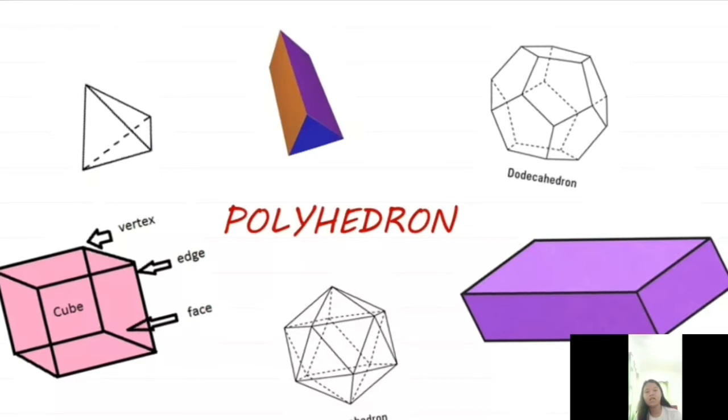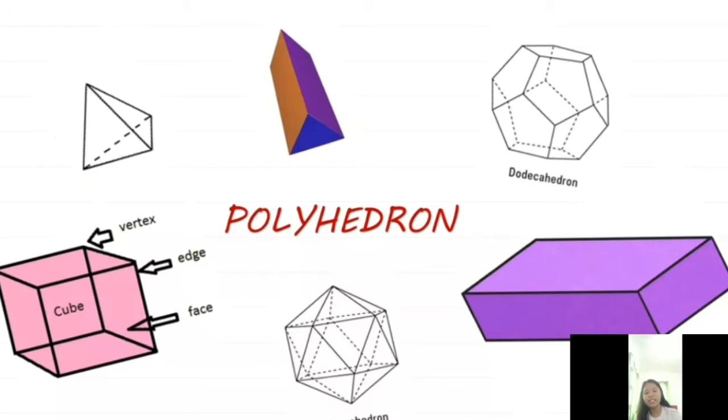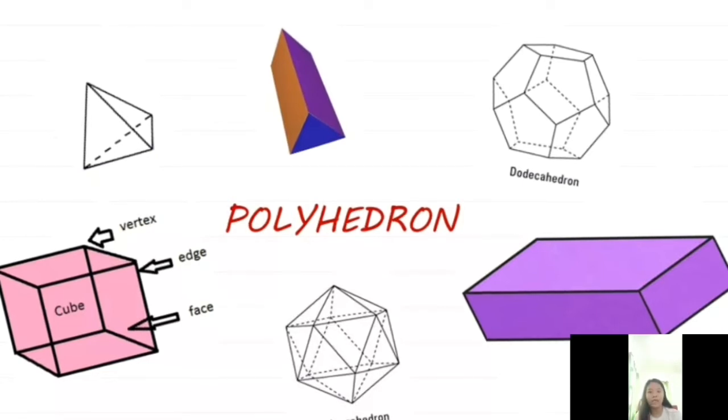The next is the icosahedron with 20 faces, 12 vertices, and 30 edges. The next is cuboid with 6 faces, 8 vertices, and 12 edges. These are only the example of polyhedron shape.